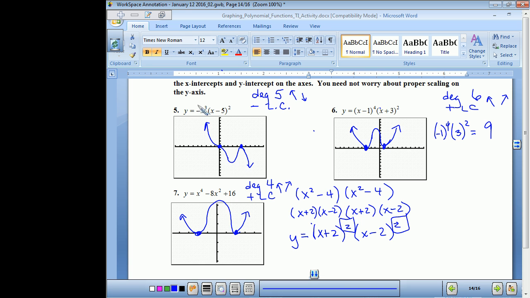Degree of 5, negative leading coefficient. Going to do them quickly together. So degree of 5, negative leading coefficient tells me it's going to rise to the left and fall to the right. I have a 0 at 0, and I have a 0 here at +5.